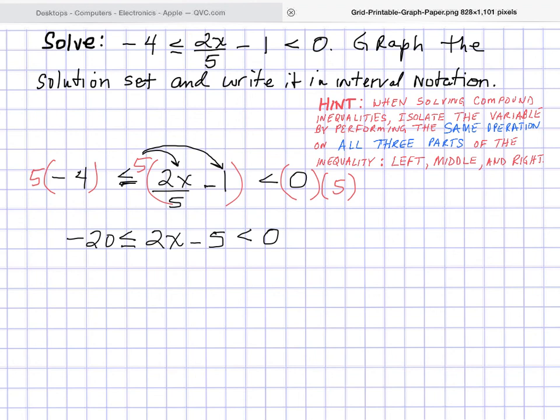Now we go to our next step, which is to start isolating the x. So let's add 5 here, add 5 here, add 5 here, 3 places. And we simplify. Negative 20 plus 5 is negative 15. Keep the symbols the same. Then we have 2x, 5's cancel, and then we have 0 plus 5, which is 5. Now, we have to divide everything by what? To get the x by itself, we divide everything by 2.